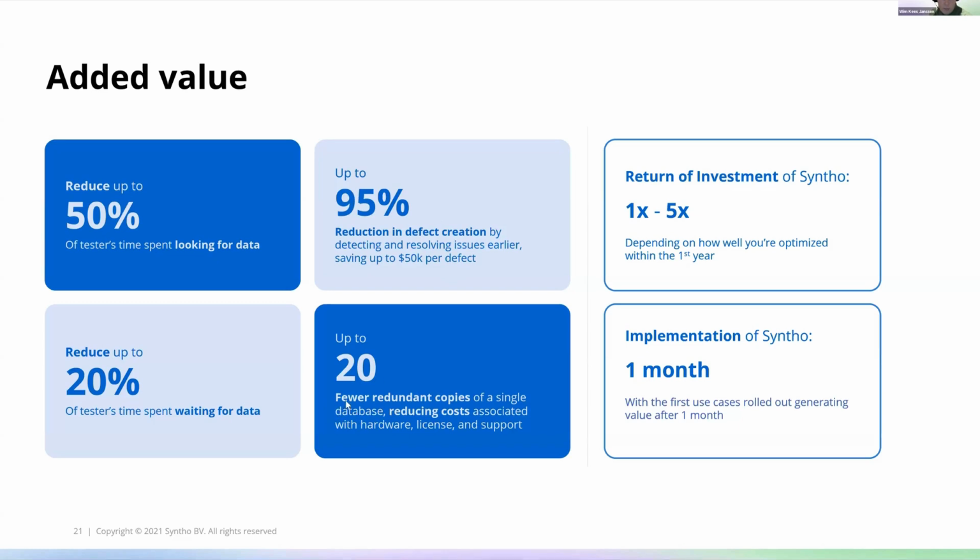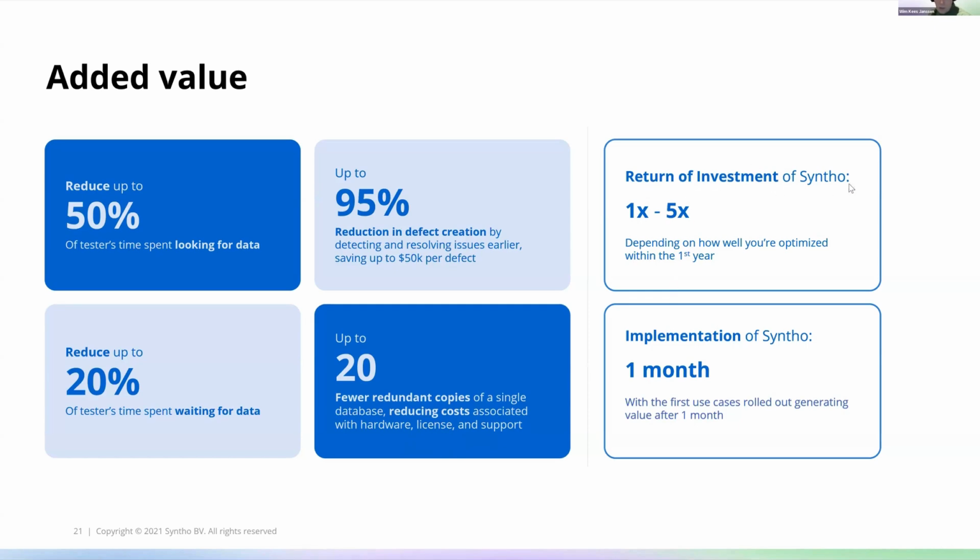And organizations have fewer redundant copies of a single database, reducing costs associated with hardware, licenses, and support. We see that a lot of organizations that do these things by themselves struggle to get the test data right. They have many copies everywhere, and that's not secure. It creates a mess and, as mentioned, also results in costs. And that is something you can avoid.